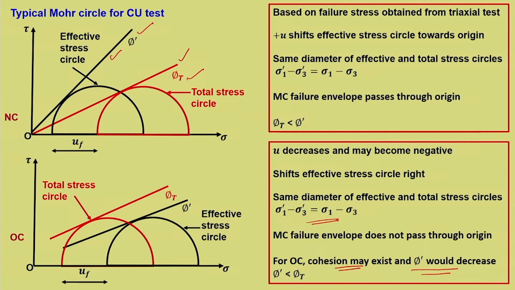Now, phi dash decreasing in terms of NC and OC does not mean that OC will have a lower strength. It is not like that. When you plot the envelope for both, then we will be in a better position to understand. So, for OC cohesion may exist, phi dash would decrease, that is phi dash is less than phi t. Again, phi t does not have much meaning.